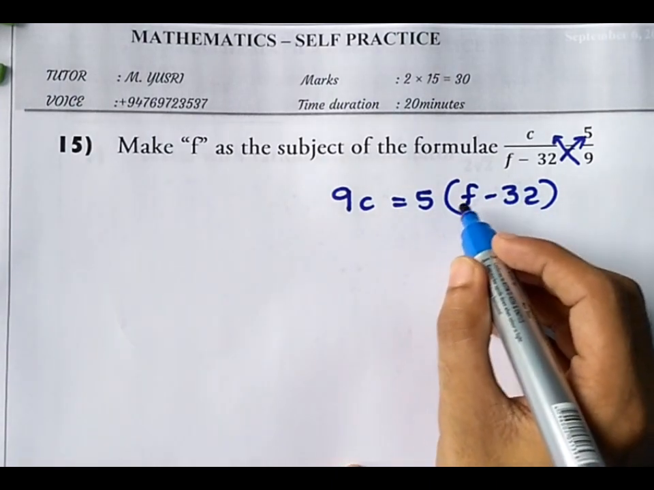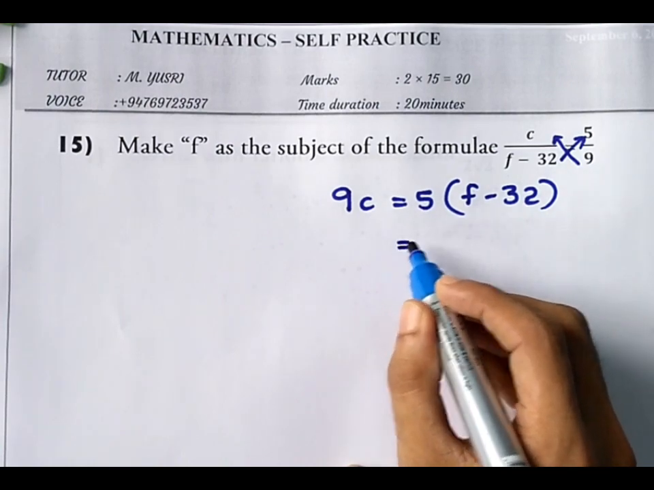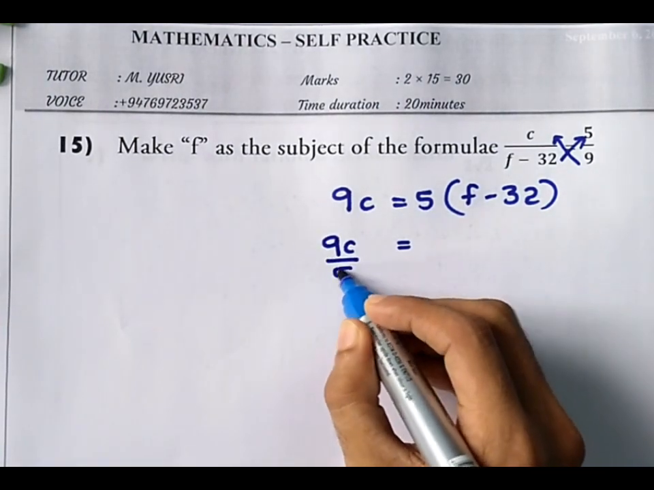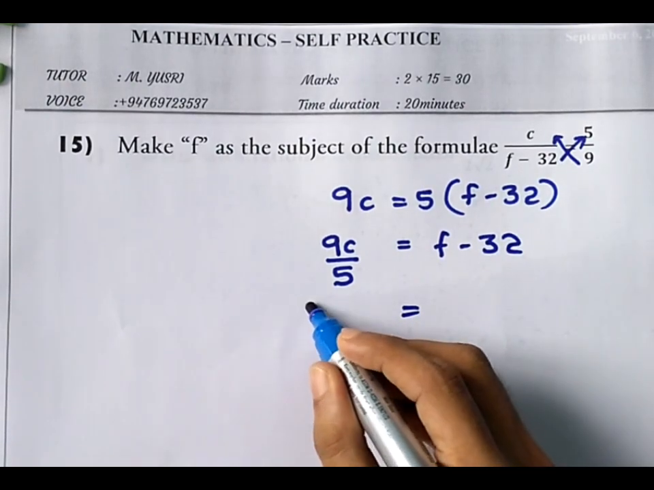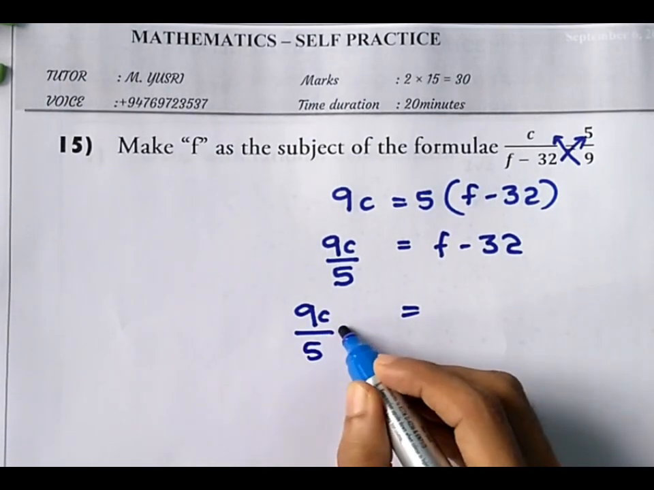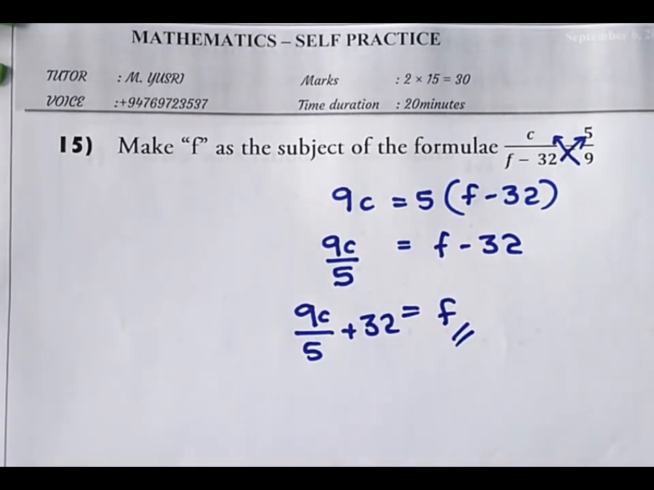So now which one is far? You can see multiplication by 5. If we take that to the left side, then there will be division by 5. And now only minus 32 is remaining. If we take that minus 32, then there will be plus 32. So f equals 9c over 5 plus 32. So that's the answer. That's all for today.